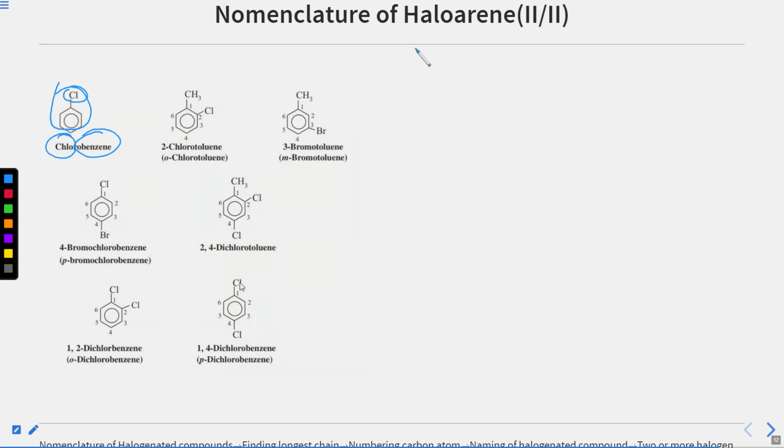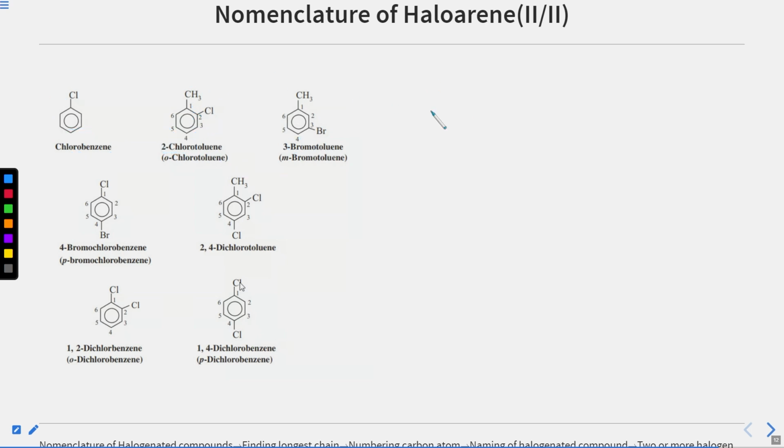So why is it written so? Because this thing is called toluene. First we named the whole compound as toluene, and then we put the prefix 2-chloro, so 2-chlorotoluene. Again we have 3-bromotoluene. Now we can name it with the help of ortho and para also.